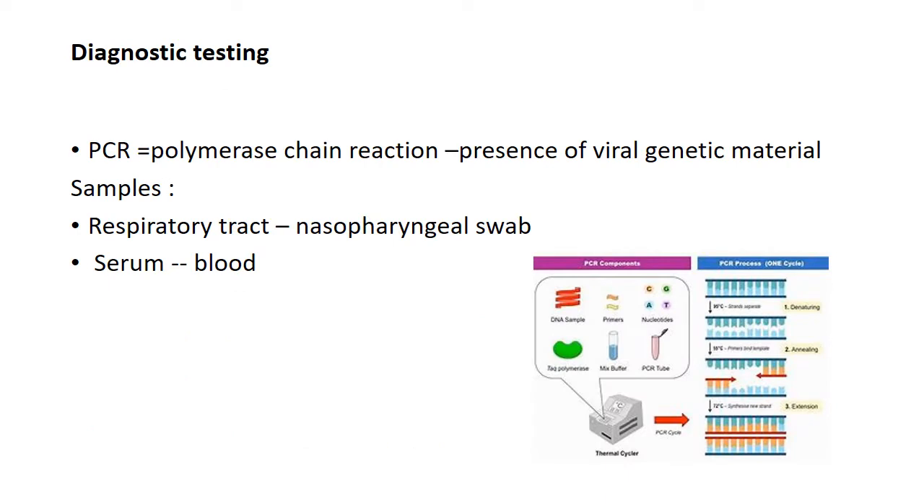How is the disease diagnosed? Well, we want to find the presence of virus, and we do that by a process called PCR, or polymerase chain reaction. This process detects the presence of viral genetic material. And we want respiratory samples, nasopharyngeal swabs, or serum from the blood. At present, we're looking at nasopharyngeal samples for the diagnosis.